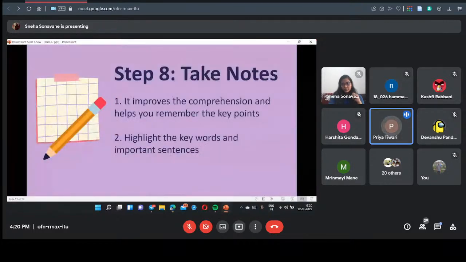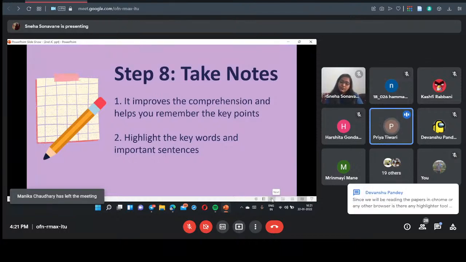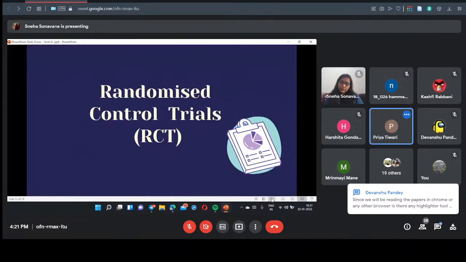Again and again you have to go back to that research paper, so you have to do this part. And while taking notes, how can you take notes? If you don't want to write a separate entire thing in a separate notebook, you can highlight the keywords and the important sentences in the PDF of the paper itself. So yeah, this is a really important step of note taking. Next part.